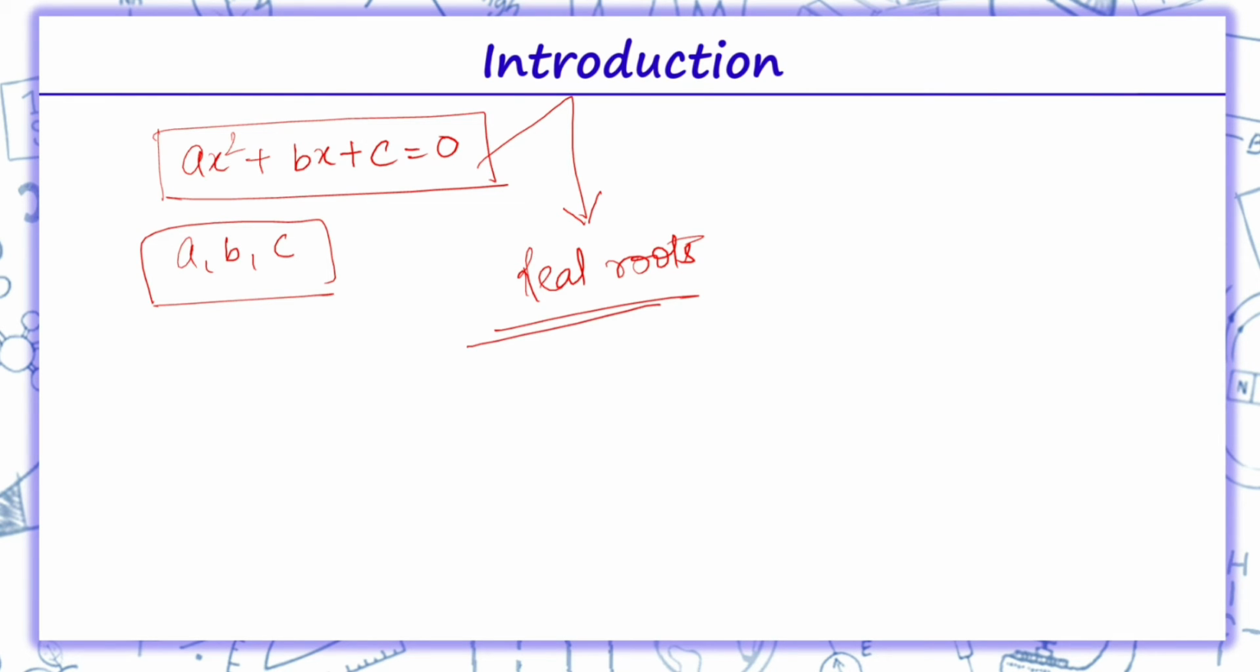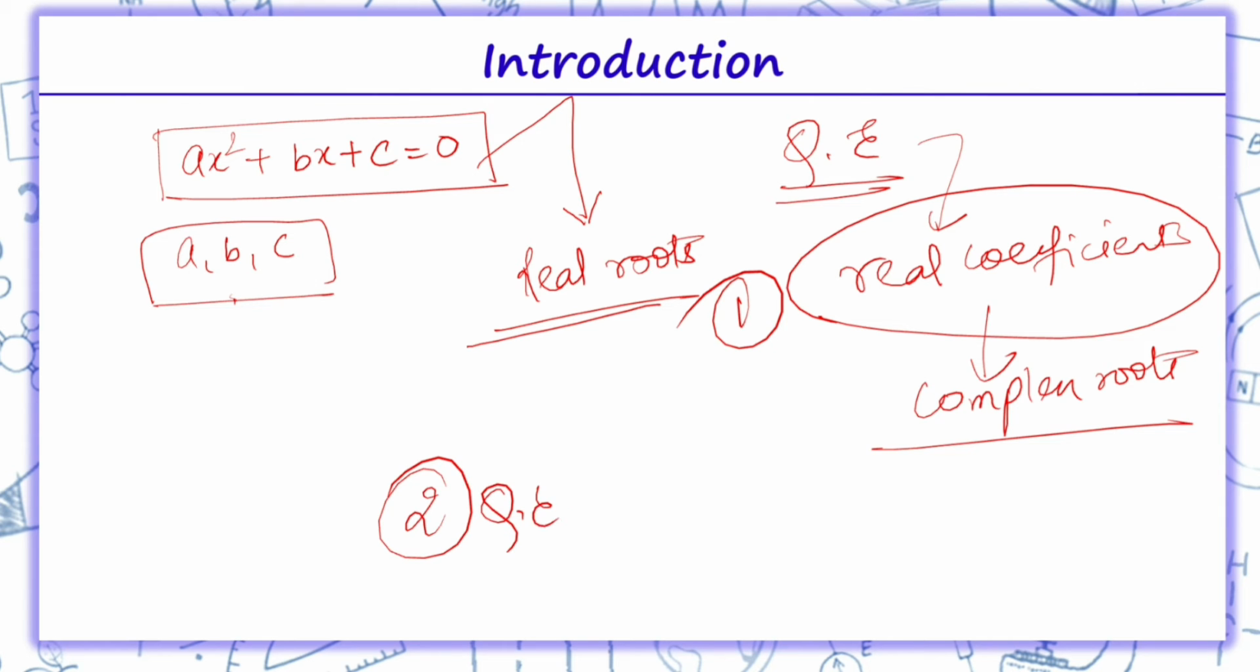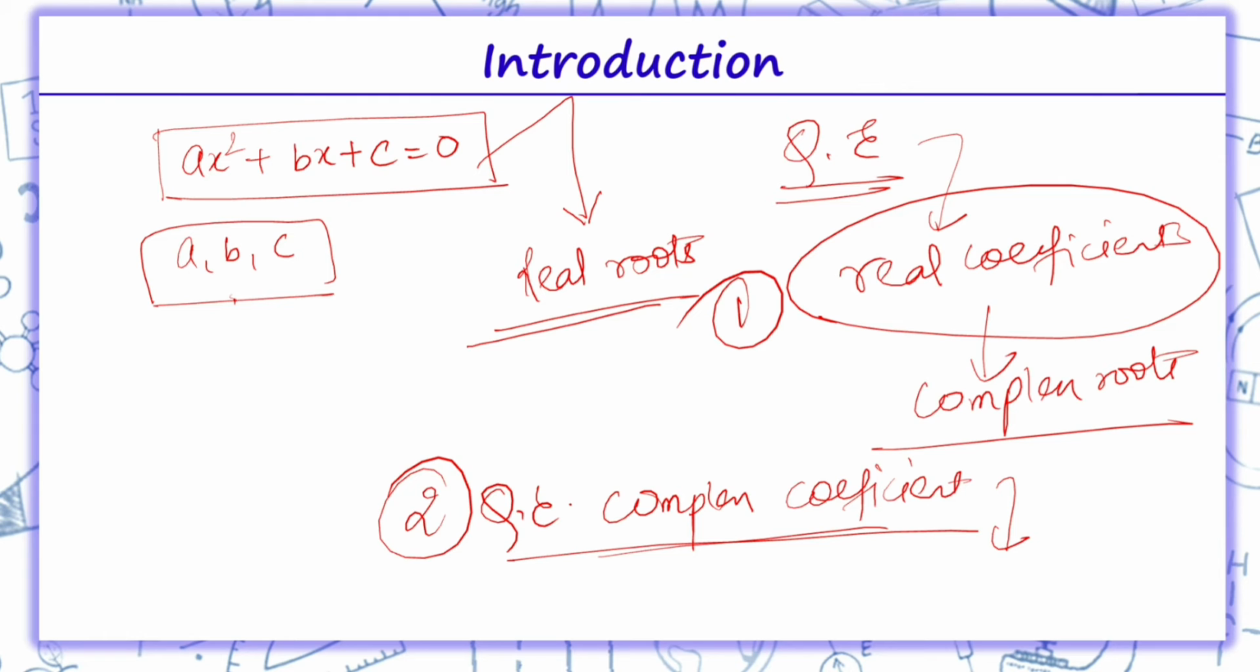In this chapter we are going to discuss the quadratic equation only. We will be discussing quadratic equation with real coefficients. Coefficients will be real but the roots will be complex. This is the first case which we will study, and the second we will study quadratic equation with complex coefficients, and if coefficients are complex so their roots will also be complex. As we have studied in our previous chapter, complex number.